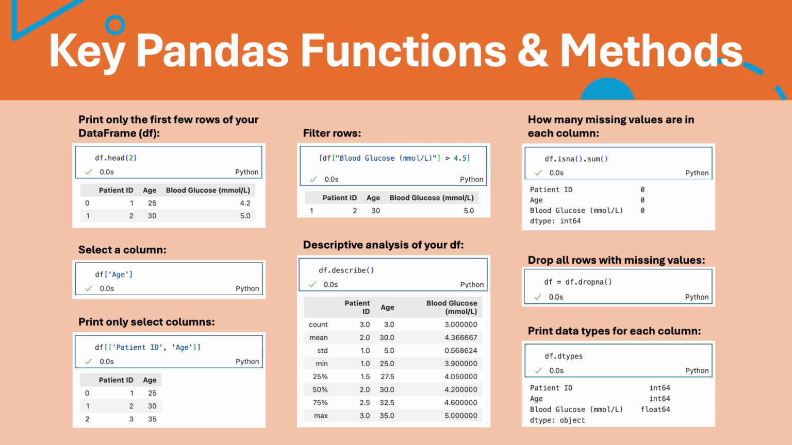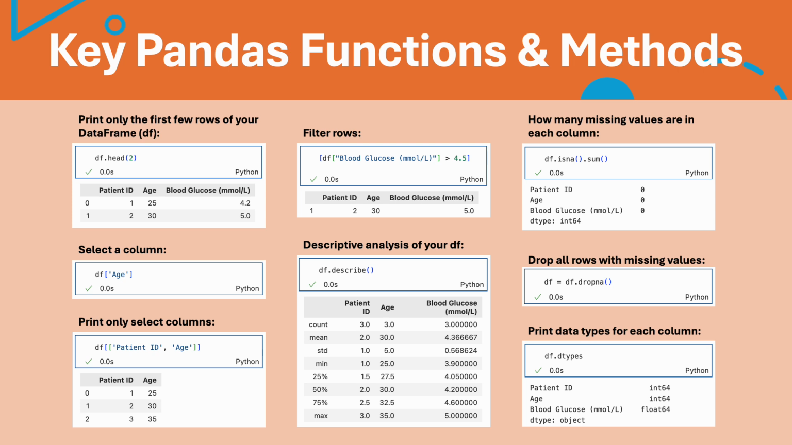You can also filter the rows of your data frame based on a certain value in a certain column. So you might want to only see the data for people who have a blood glucose level that's greater than 4.5, as an example. You might also only want to see the data from patients with a patient ID of 2, and that would look a little bit different. Maybe think about how that would look. There's a lot that you can do in terms of filtering your rows.